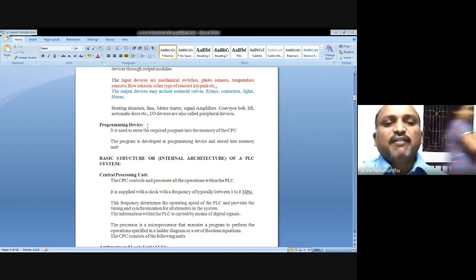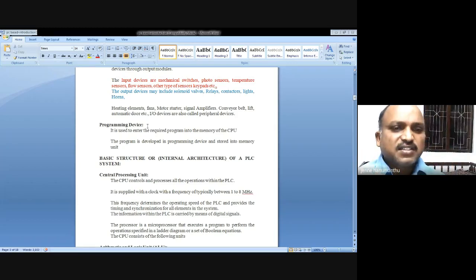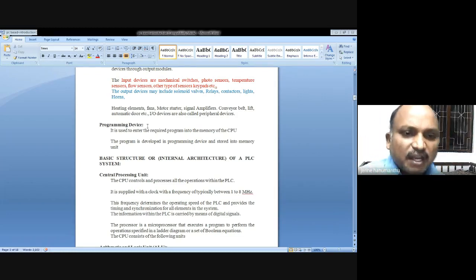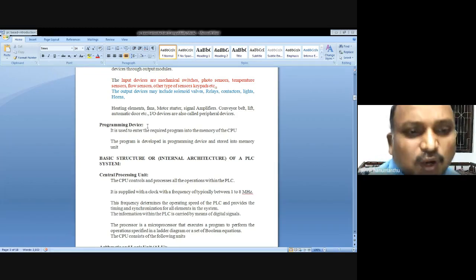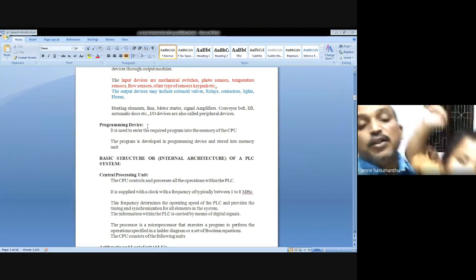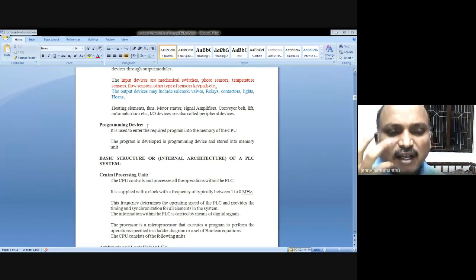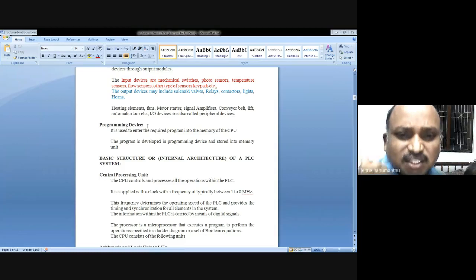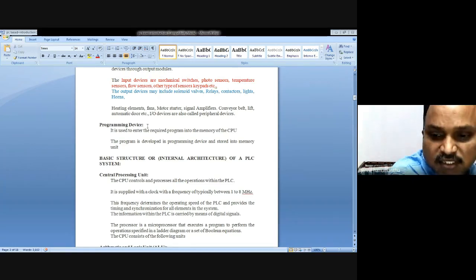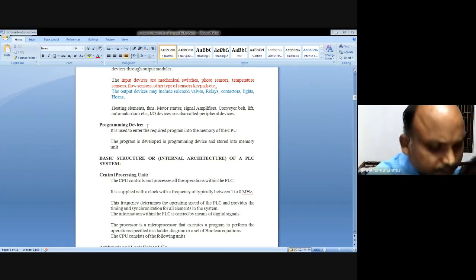So we have all the devices in the system. Of course, fine. We have a very good system. We have input and we have output. But what action do you want to generate? What action you want as output depends upon how we are programming the system.